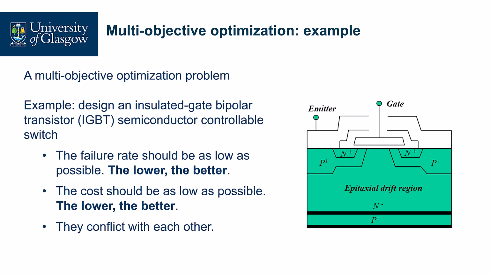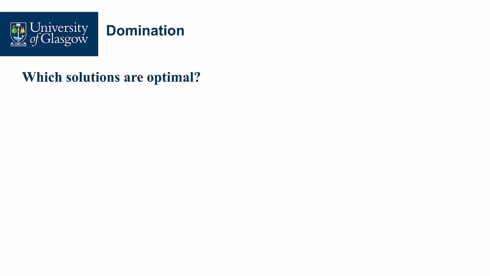Then, how to decide which solution is better? Before that, we need to introduce a concept which we call domination. Domination is to solve the problem of which solutions are optimal. Here we can see 4 solutions, x1, x2, x3, x4. In terms of f1(x) and f2(x), each of them will have an f1(x) value and an f2(x) value.